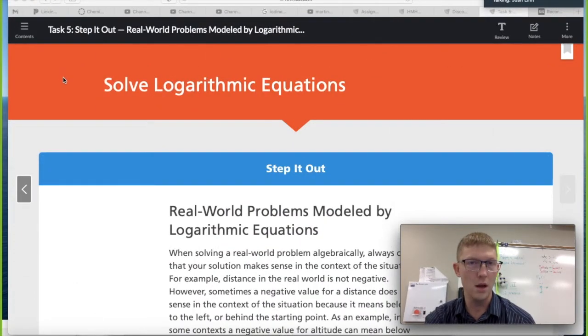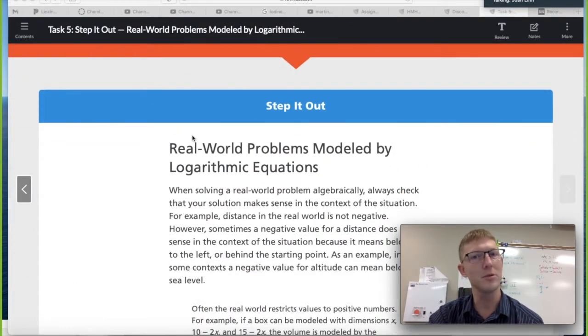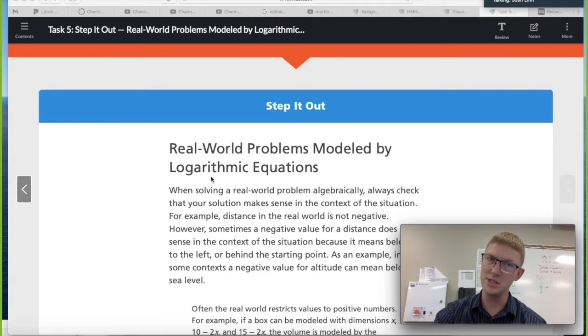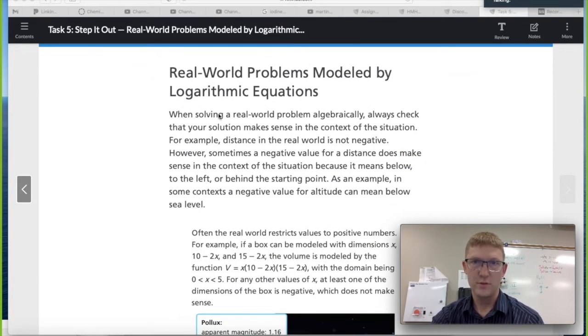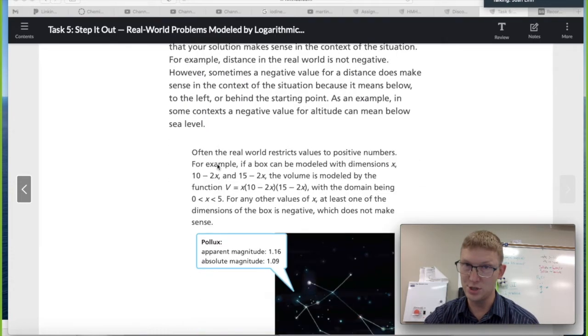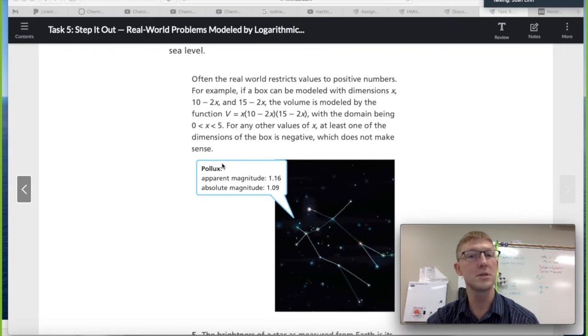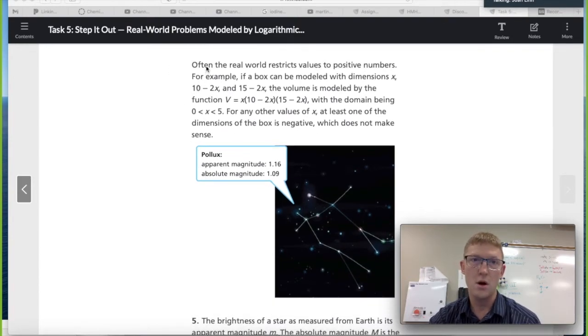Obviously, we need a real-world problem modeled by logarithmic equations. So when solving real-world problems algebraically, always check your solution makes sense in the context of the situation. For example, distance in the real world cannot be negative, so we've talked about a lot of this stuff. So let's try one. Often, the real world restricts values to positive numbers. Got it.